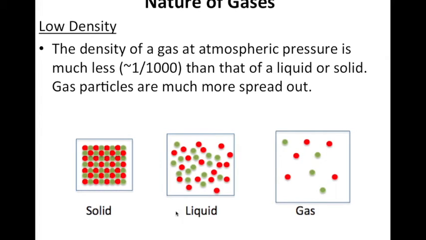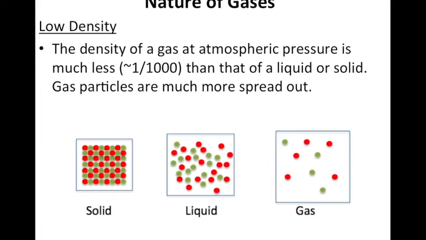So I've given you a picture of the three. We kind of looked at this one a little bit in the last unit, but you can see the gas particles are much more spread out than a liquid and significantly more spread out than a solid. So they are far apart relative to their size. They're going to be spread out, which causes a low density.